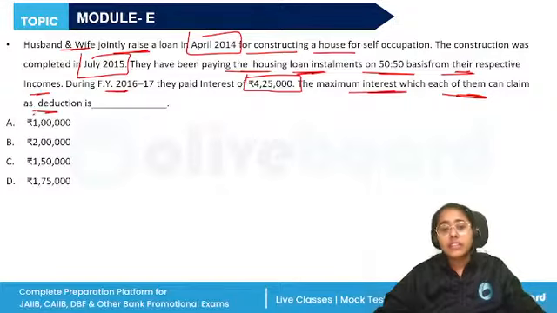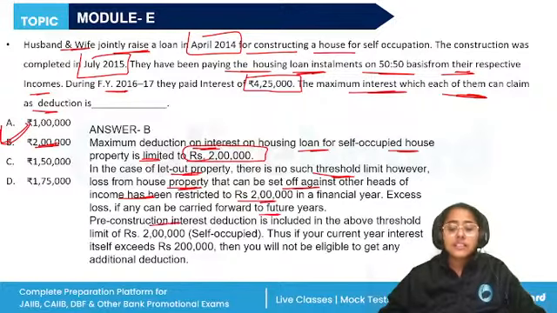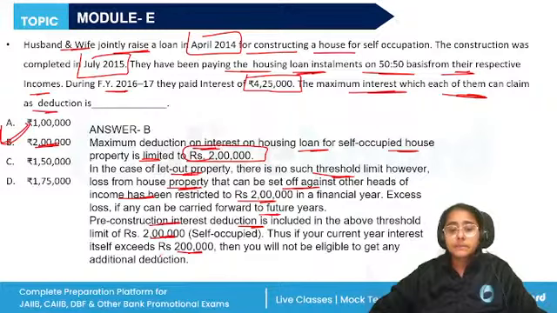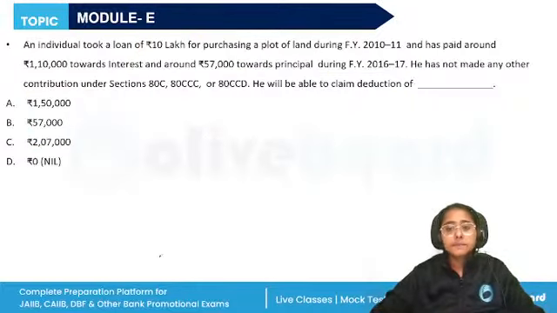Again, we are talking about the interest, so the correct answer will be option B. In option B, the maximum deduction on interest, including pre-construction interest deduction, is again 2 lakhs, and thus if your current year interest itself exceeds rupees 2 lakhs, then you will not be eligible to get any additional deduction. All right, so the correct answer is rupees 2 lakhs.